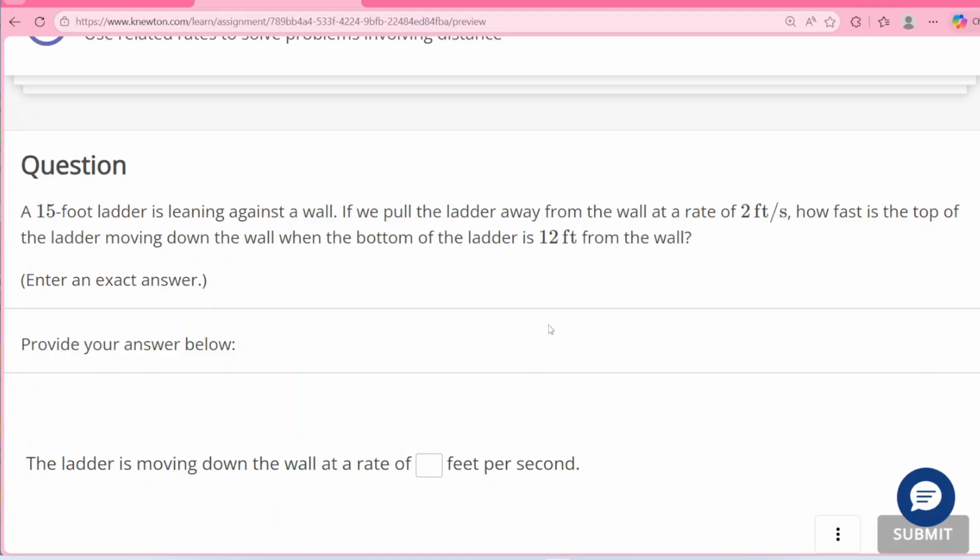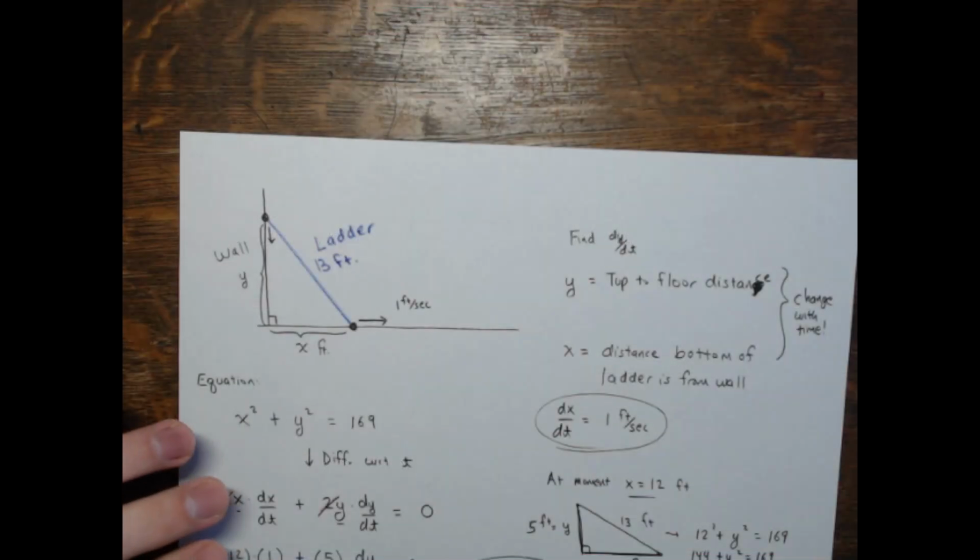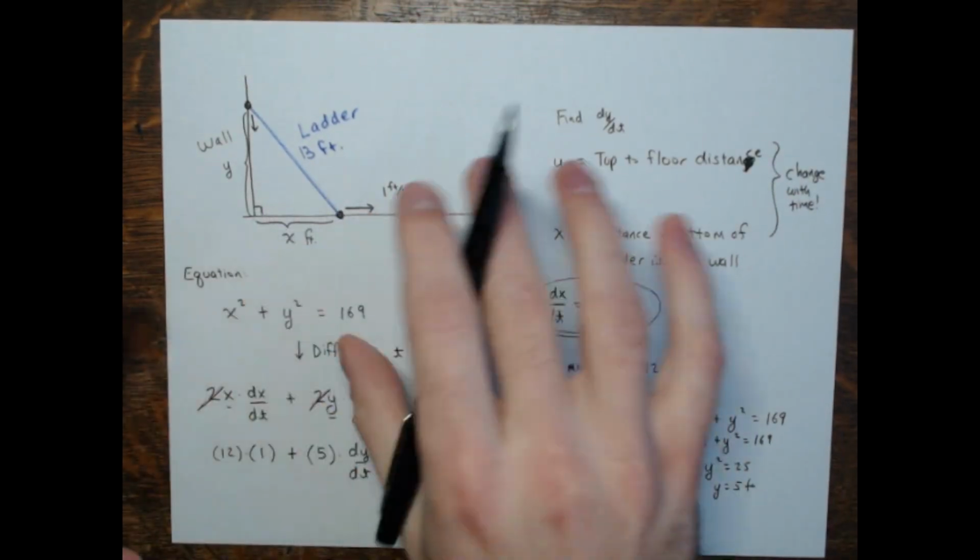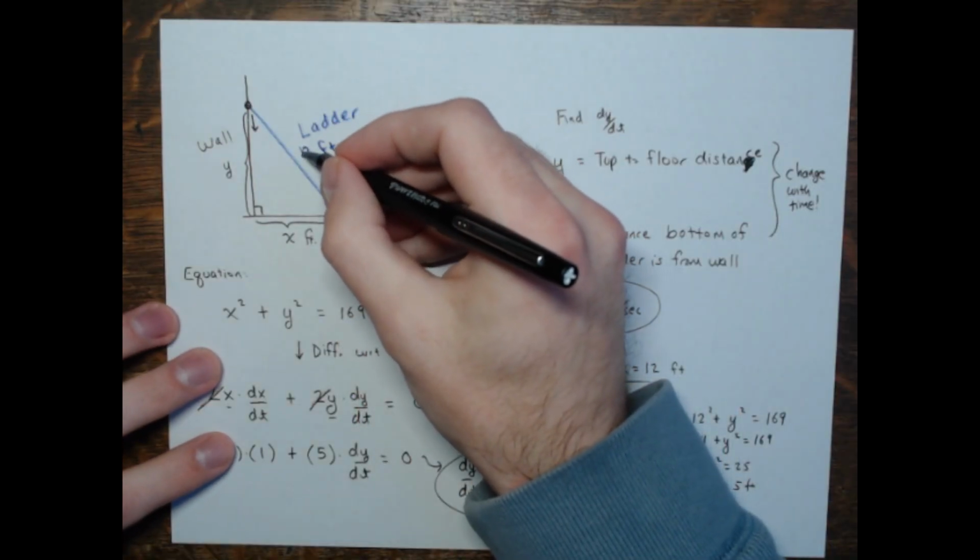So here, this ladder is 15 feet, leaning against the wall, pulling the ladder away from the wall at a rate of 2 feet per second. How fast is the top of the ladder moving down the wall when the ladder is 12 feet from the wall? So it's the same picture. I had this picture up earlier. I don't want to redraw it.